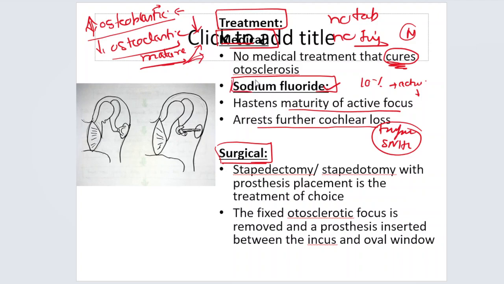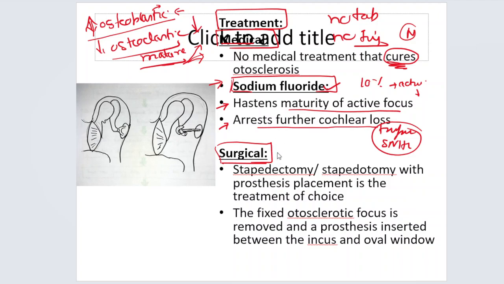But sodium fluoride is not the treatment of choice. Really, it's a controversial treatment. There are some contraindications also. It is not a very safe drug. But in medical treatment, yes, we have to mention sodium fluoride because it hastens the maturity of the active lesion and it arrests further cochlear loss.